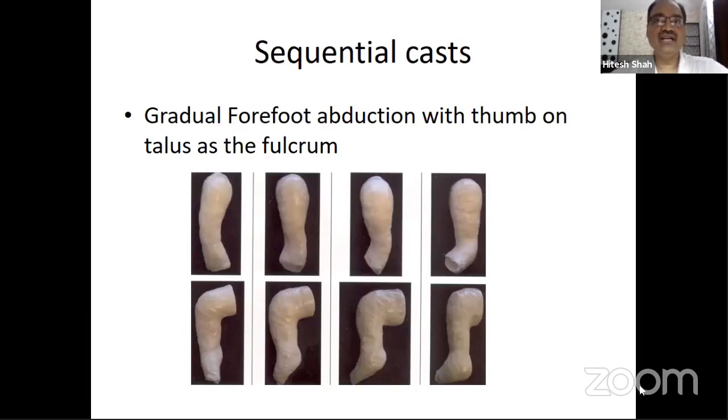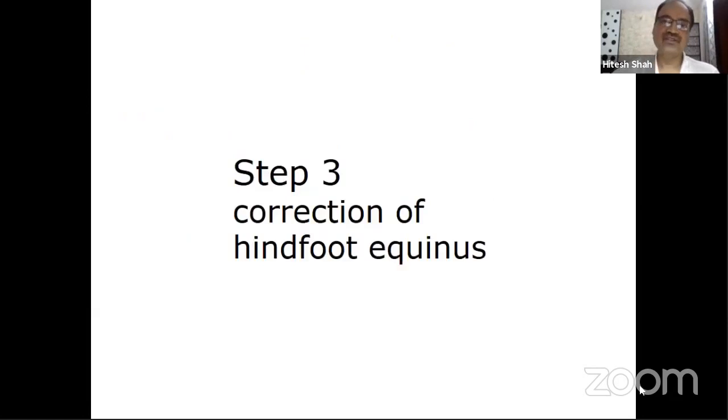So these are the sequential casts. There is gradual correction of the forefoot adduction. The first cast is the cavus correction. Following that, the forefoot correction, visible from front and side. Following that, there is hind foot varus correction. As the hind foot varus gets corrected, the forefoot automatically goes into abduction as well, as the hind foot inversion gets corrected, and the last would be for the hind foot equinus. Step 3 would be the correction of the hind foot equinus.